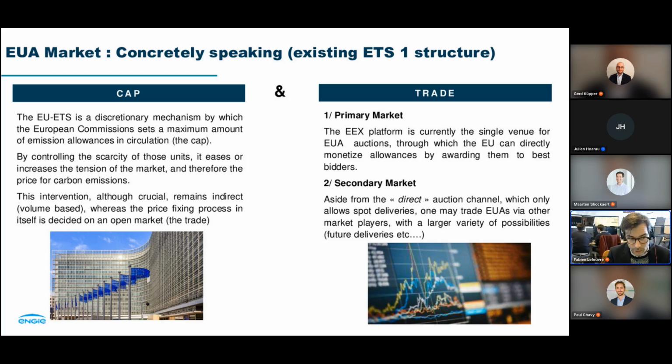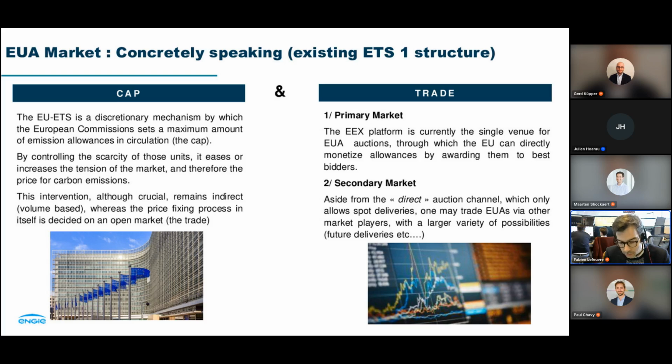The price fixing process is dealt with on an open market. So that's the trade process. And by trade, when we speak about the carbon market, it's actually a two-leg market. There's what we could call the primary one, the simple channel through which the EU Commission pours allowances into the markets.